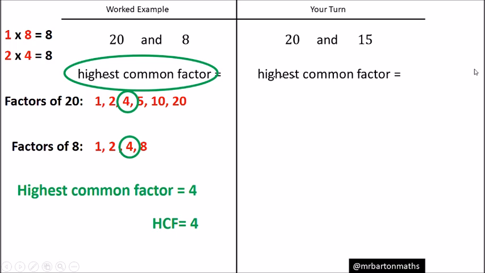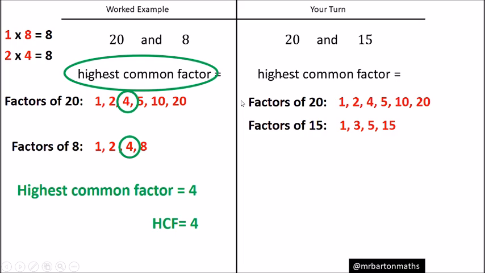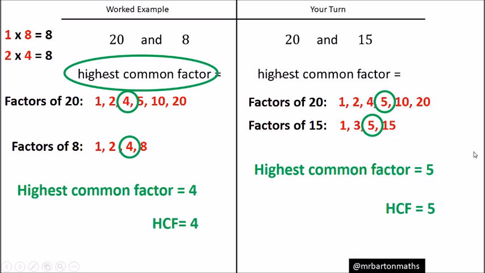So, our solution. What we're going to do, we're going to work out the factors of 20, which thankfully we've already done in the first question. So our factors of 15 would have been 1, 3, 5 and 15. Highest common factor, remember, just means what is the highest number in both of these lists. Biggest number in both lists is 5, which means that the highest common factor of 20 and 15 is 5. And remember, sometimes that's written as HCF, which stands for highest common factor.